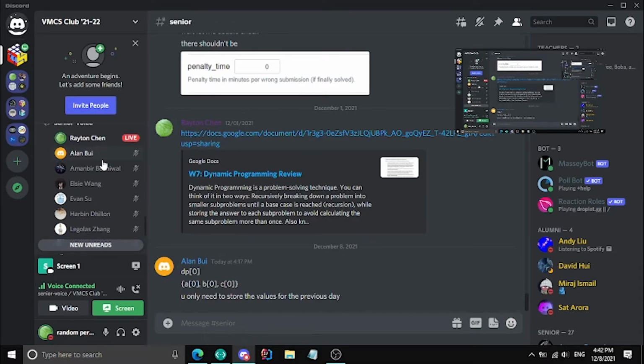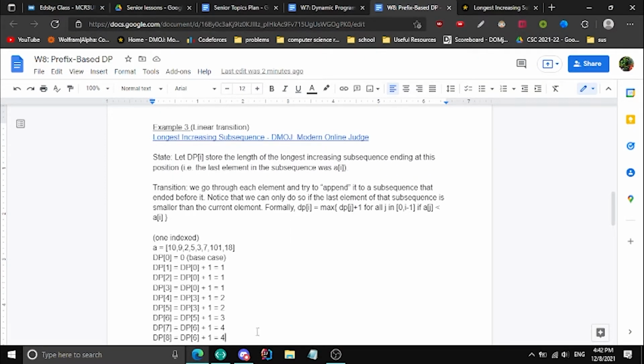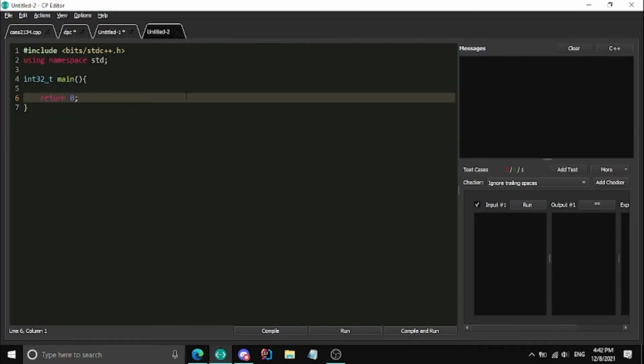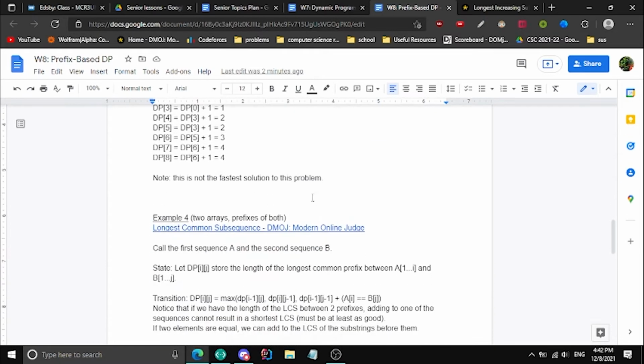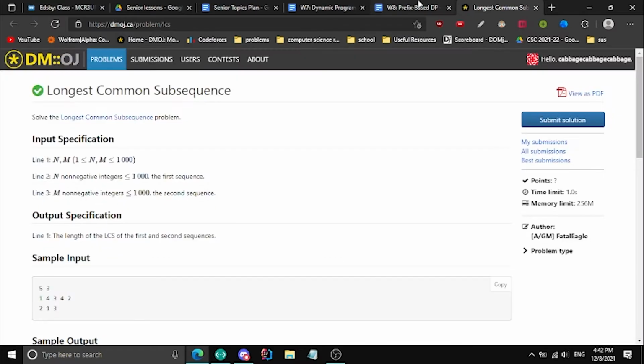well, if you have any questions, you can ask at any point. But if not, I think all of the code will be posted on GitHub later, hopefully. And yeah, we're going to move on to our next problem, which is longest common subsequence.